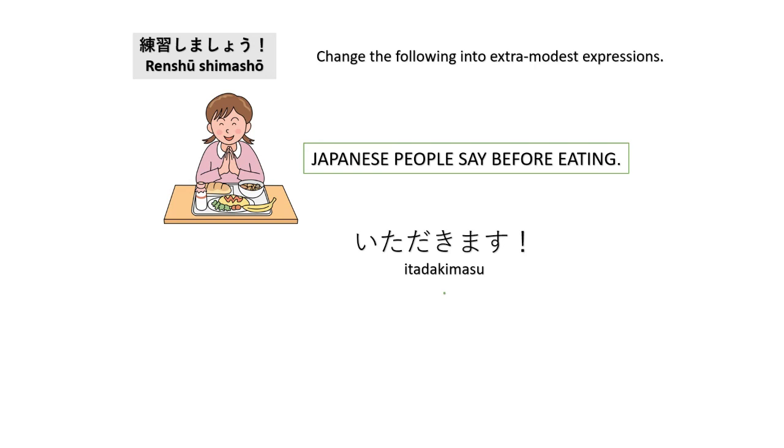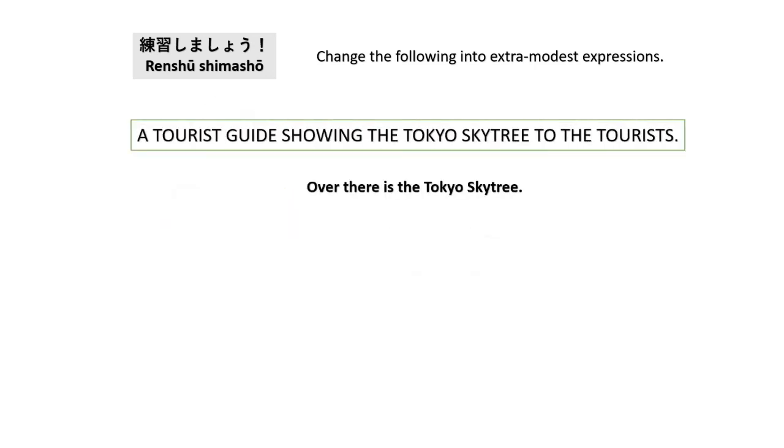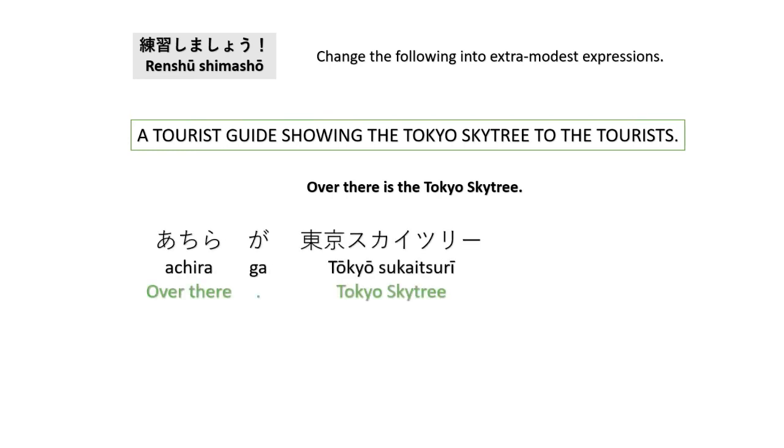A tourist guide showing the Tokyo Sky Tree to the tourists. So over there is the Tokyo Sky Tree. あちらが東京スカイツリーでございます。こちらが東京スカイツリーでございます。Over there is the Tokyo Sky Tree.